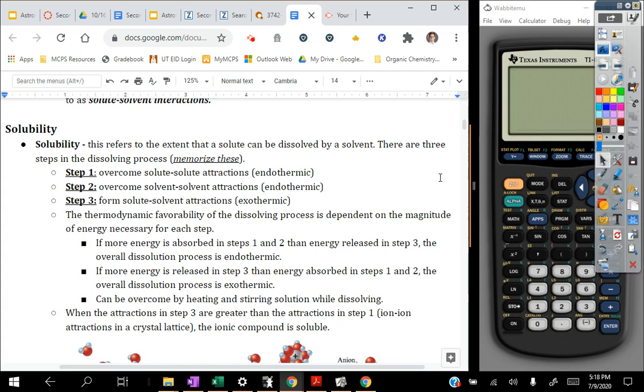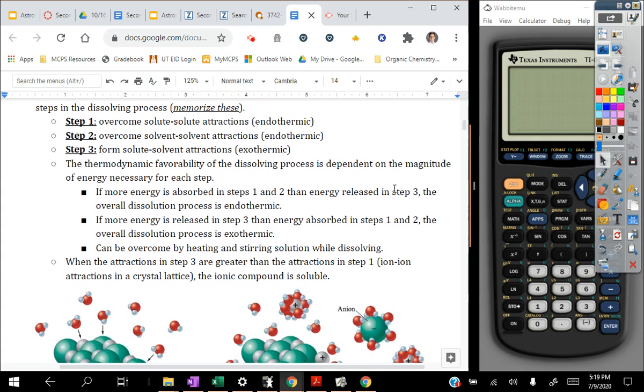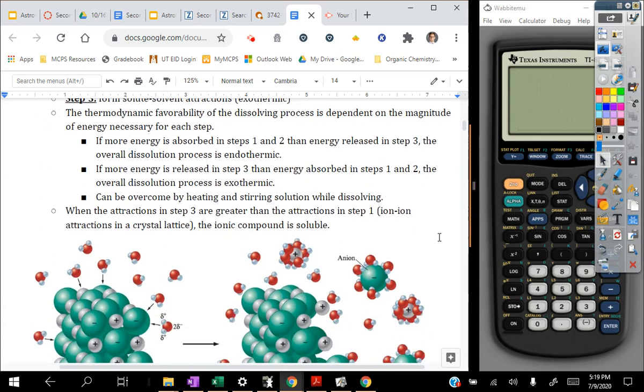Now, if you have an endothermic process, you can overcome that by stirring the solution and heating it while dissolving. If you add extra energy, you will help things dissolve. Oftentimes when you're making a solution in lab, you'll see that some of the chemicals are a little older and therefore take more time to dissolve because they've been left out in the open air and they're not as fresh, so to speak. So you need to add heat and stir the solution.